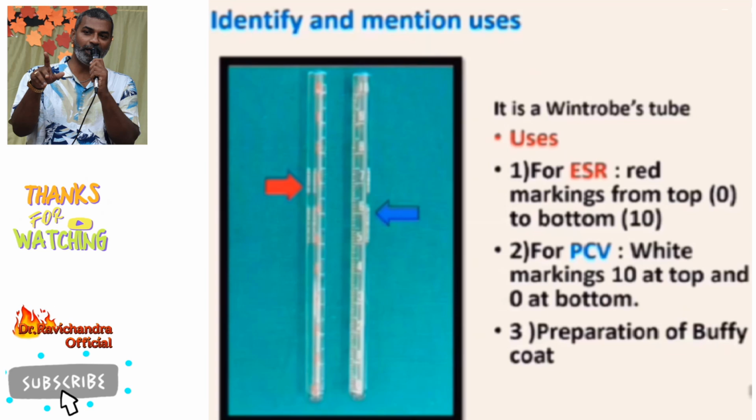Wintrobe's tube. It is a tube with opening at one end. It is about 11 centimeters in length with a bore diameter of 2.5 mm and it has markings 0 to 10 from top to bottom on one side and 10 to 0 on the other side. It is useful to measure the ESR, red markings from top 0 to bottom 10. And it is useful to measure the PCV, white markings 10 at the top and 0 at the bottom. And it is also useful in preparation of a buffy coat.